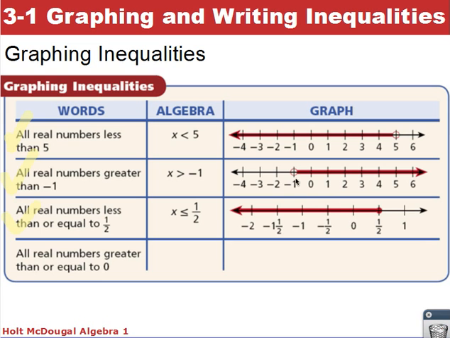Graphing it, our circle changes from being open here to a solid circle or a closed circle because 1/2 is part of our solution. And our last one we're looking at, all real numbers greater than or equal to 0. So we're going to have x again on the left-hand side, a greater than or equal to sign, and 0 on the right. Graphing, you guessed it, a closed circle at 0 and shading everything to the right.